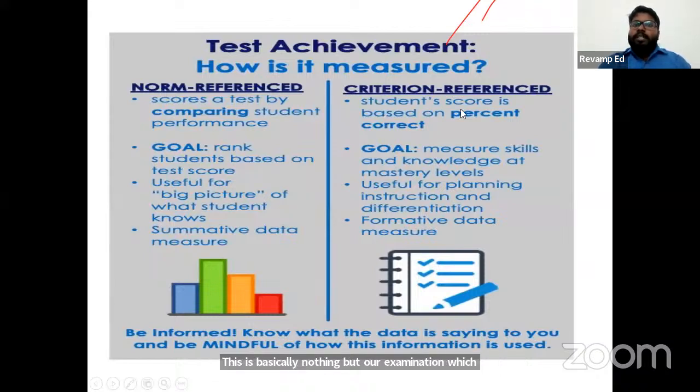In criterion referenced, the student score is based on percent correct. Here the goal is to measure the students' skills and knowledge at mastery level. It is useful for planning, instruction, and differentiation. Here they are using formative data to measure. In norm referenced, they are using summative data. This is how they frame the question: in norm reference, they use summative data to measure, whereas in criterion it is formative data.